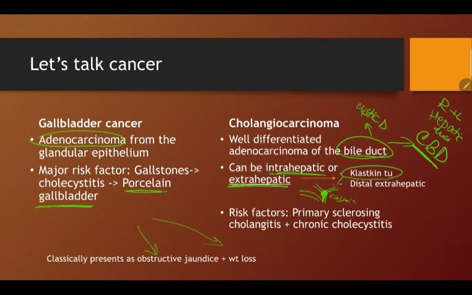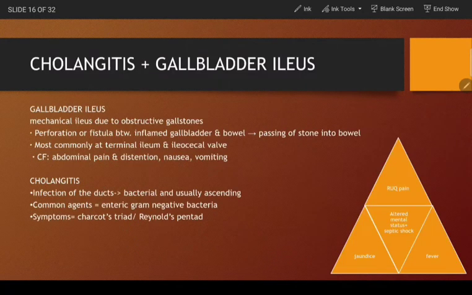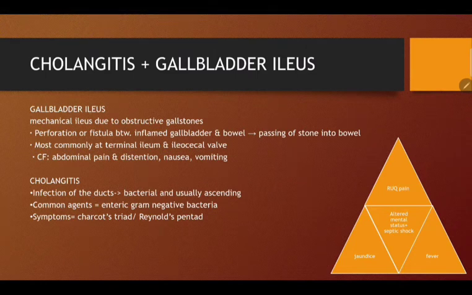And the risk factors for cholangiocarcinoma, again, chronic cholecystitis leading to porcelain gallbladder can also cause this, and cholangitis, primary sclerosing cholangitis. So finally, we're talking about the last two complications of gallbladder stones, and that is cholangitis and gallbladder ileus. Gallbladder ileus is essentially a decrease in movement.